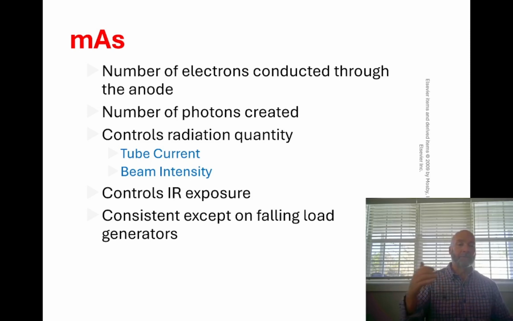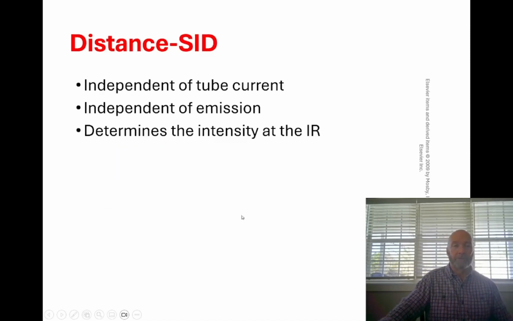So what happens with a falling load generator is it starts at the highest possible mA, and it shoots until it runs out of electrons. It drops it a little bit, and it shoots until it runs out of electrons. It drops it a little bit more. So the load, in this case the amperage, drops throughout the exposure. And the purpose for that is to shorten the exposure time as much as possible. So mA is consistent throughout the exposure except for on falling load generators.